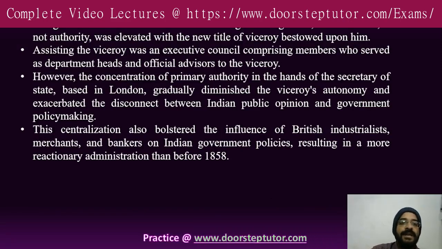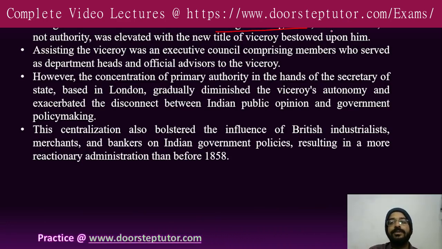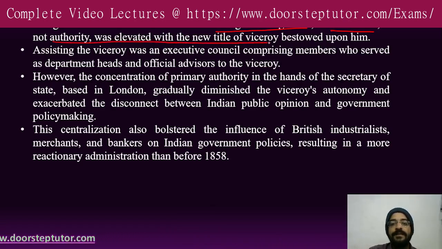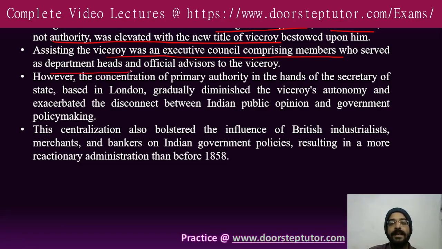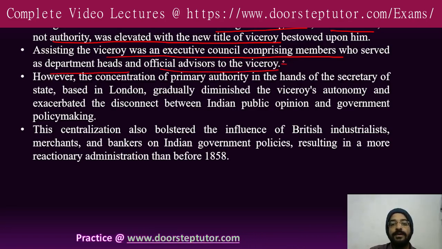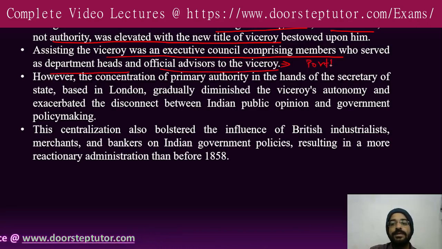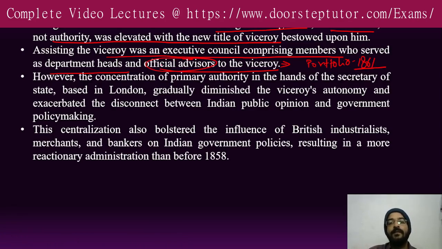The governance of India continued under the Governor Generals, whose stature, if not authority, was elevated with the new title of Viceroy. Just the title got changed to Viceroy. Assisting the Viceroy was an executive council comprising members who served as department heads and official advisors to the Viceroy. As we have discussed, the portfolio system was there after the 1861 Act. Also, there were multiple official advisors who advised the Viceroy on governance, on ruling, and on the administration of the executives.